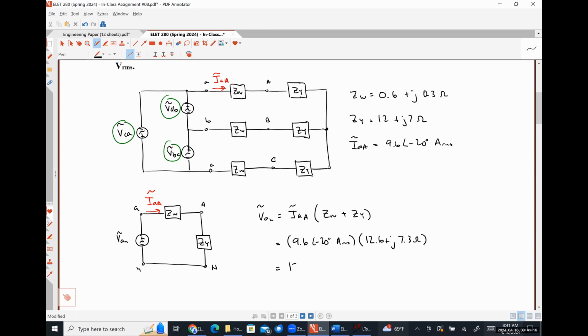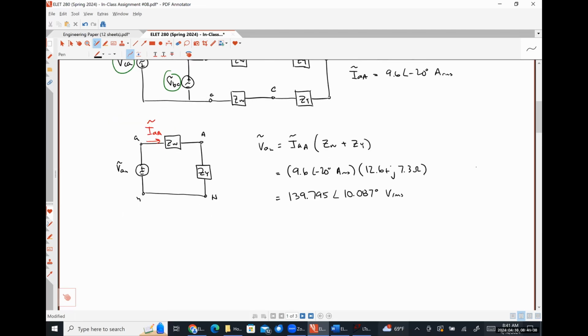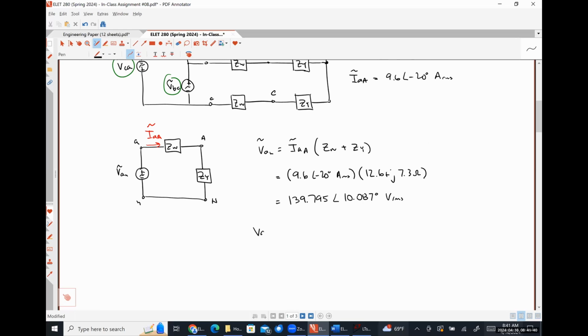I got 139.795 with an angle of 10.086, or 10.08. Let's round correctly, 7 degrees volts RMS. Using that information, how do I get VAB?